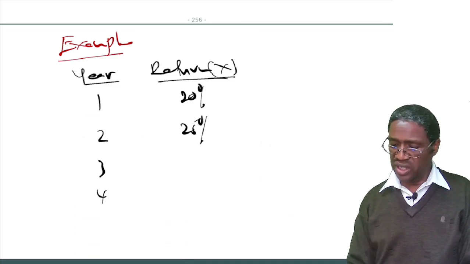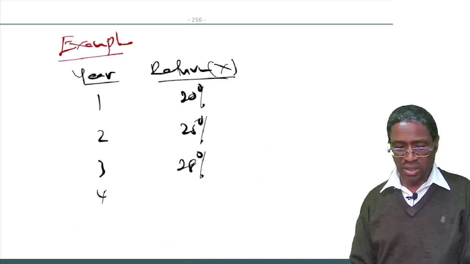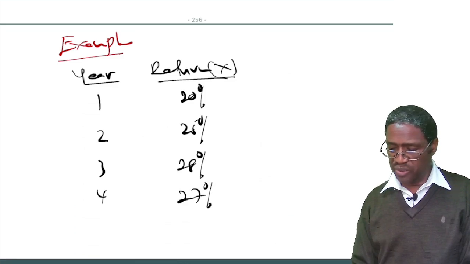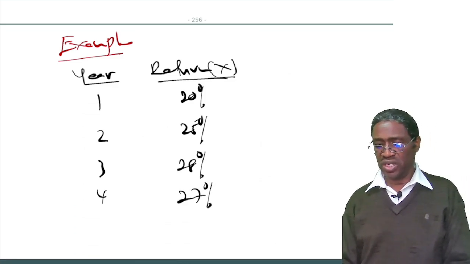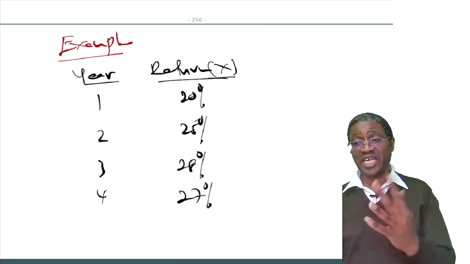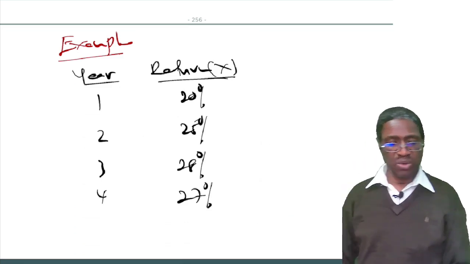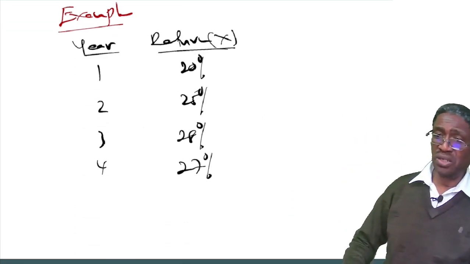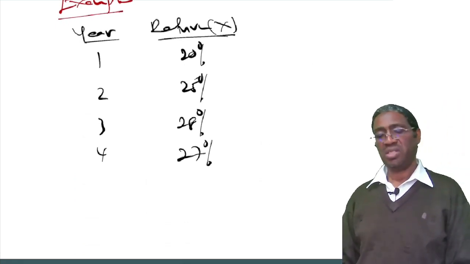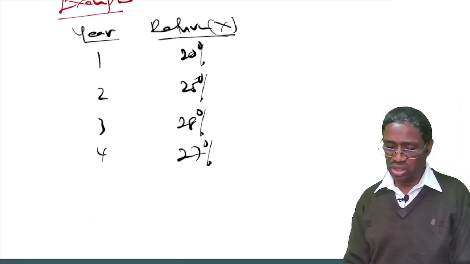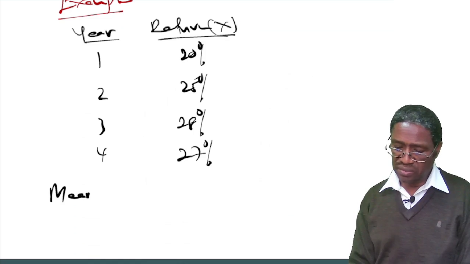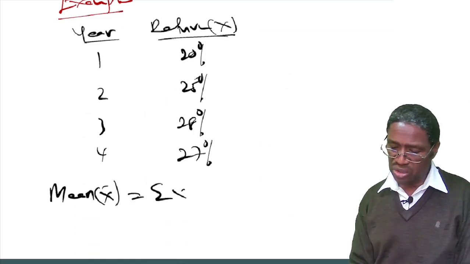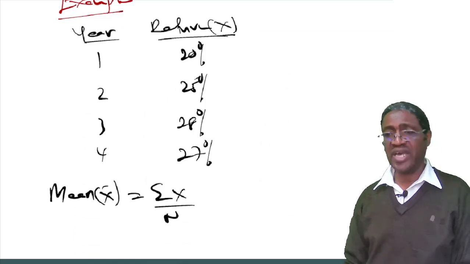This is 28%. Then this is 27%. Those are your returns for a particular security. Now we want to calculate the mean, or the average. X bar equals the summation of X divided by N.